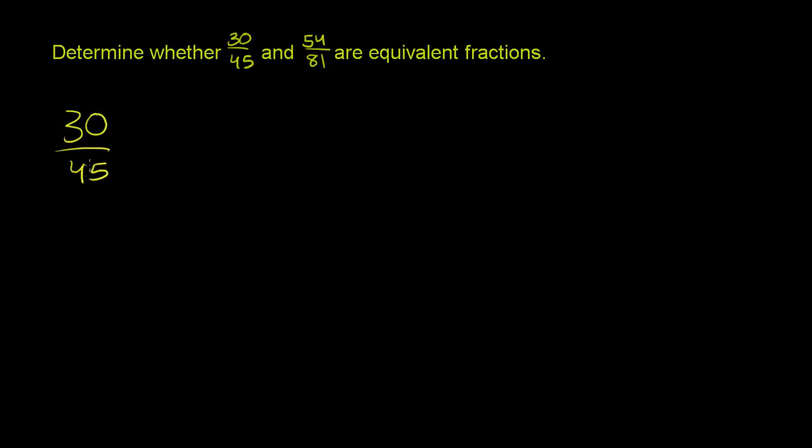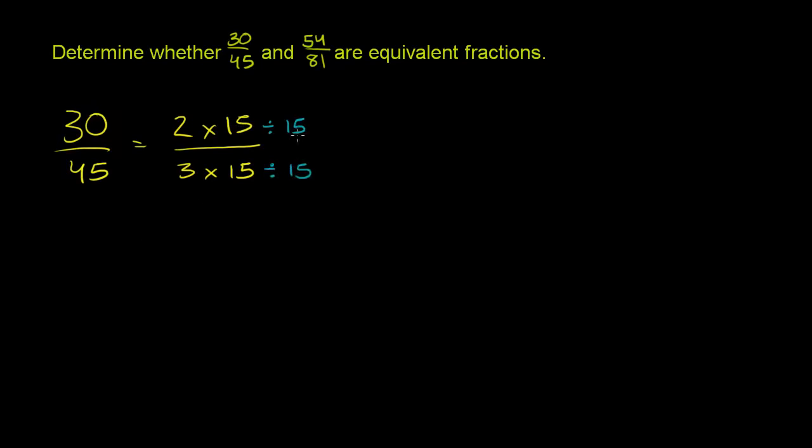What's the largest factor of both 30 and 45? Let's see, 15 will go into 30. It'll also go into 45. So 30 is 2 times 15, and 45 is 3 times 15. So we can divide both the numerator and the denominator by 15. If we divide both by 15, what happens?